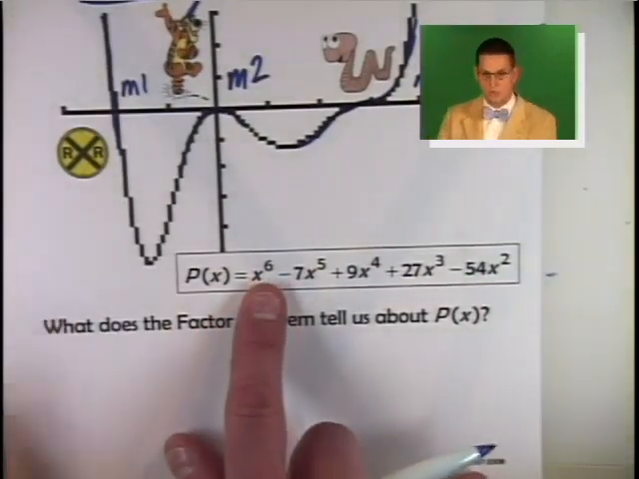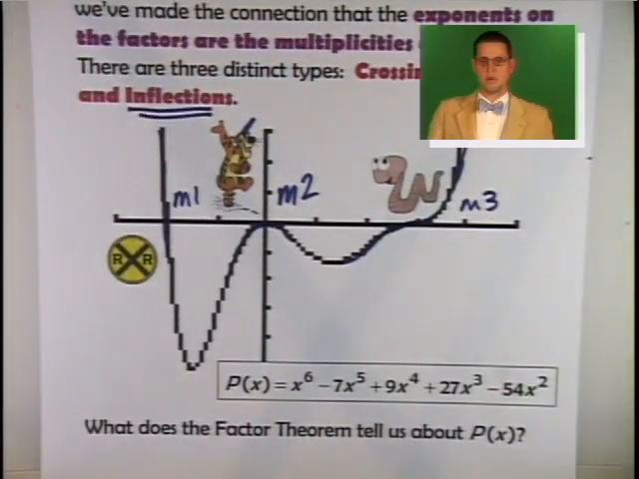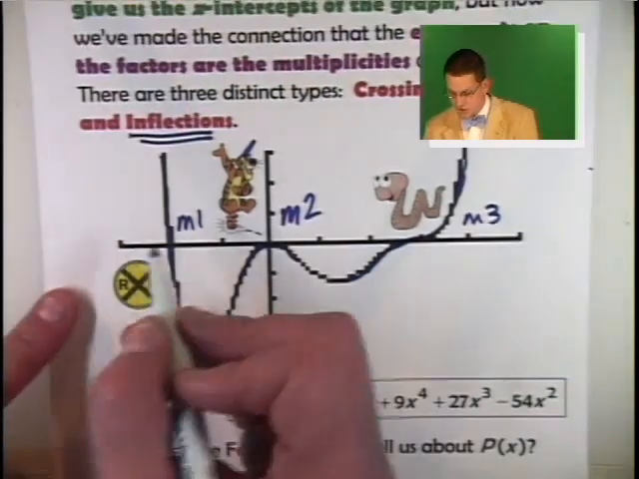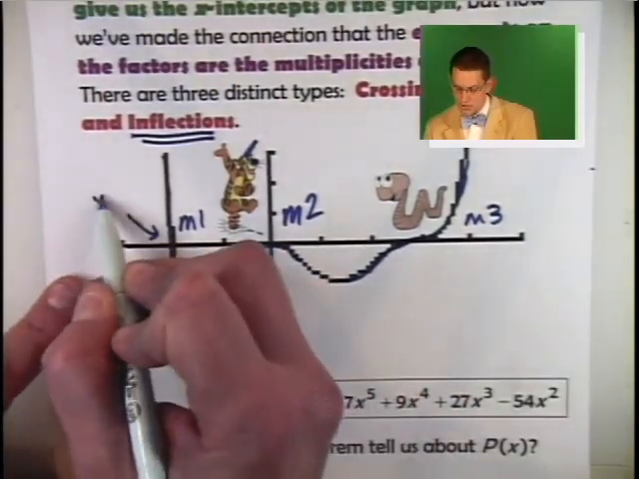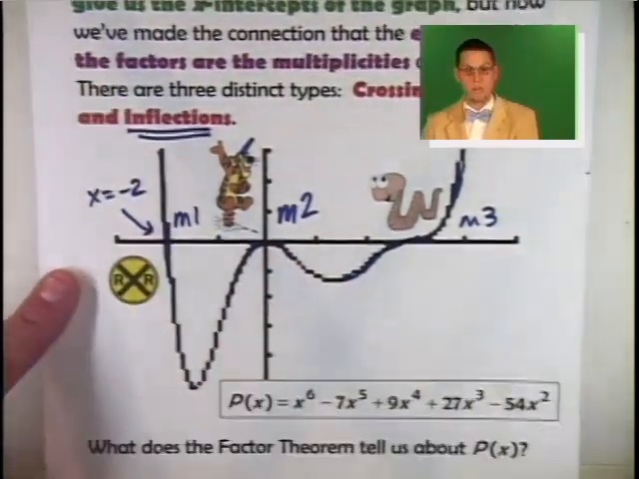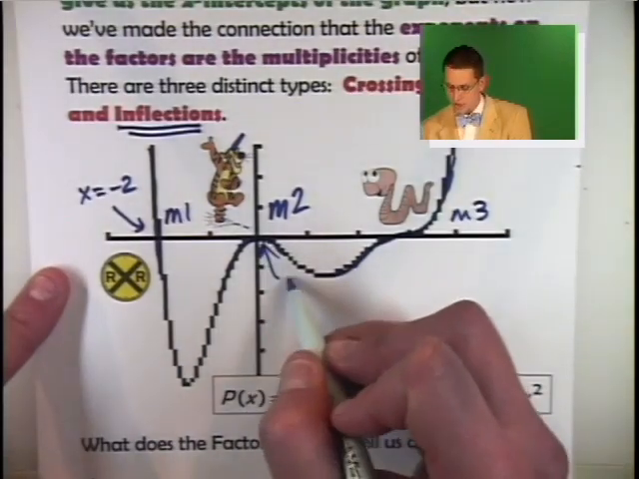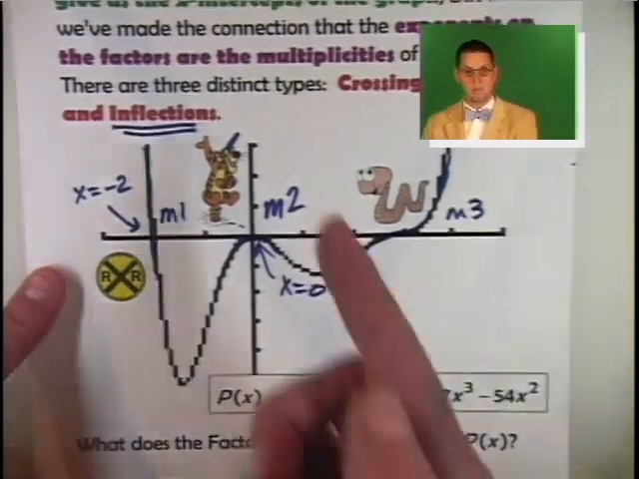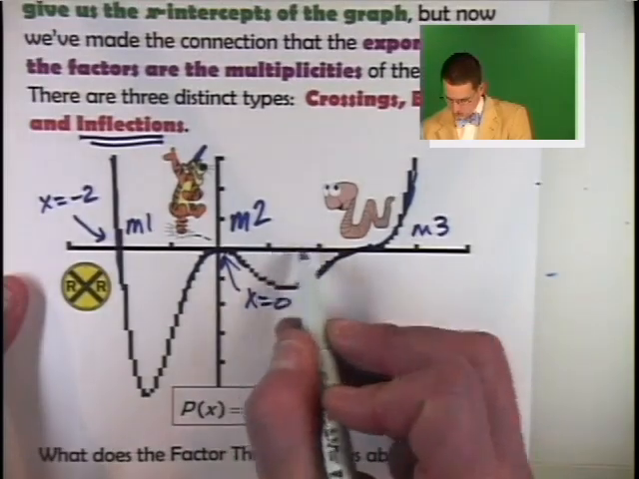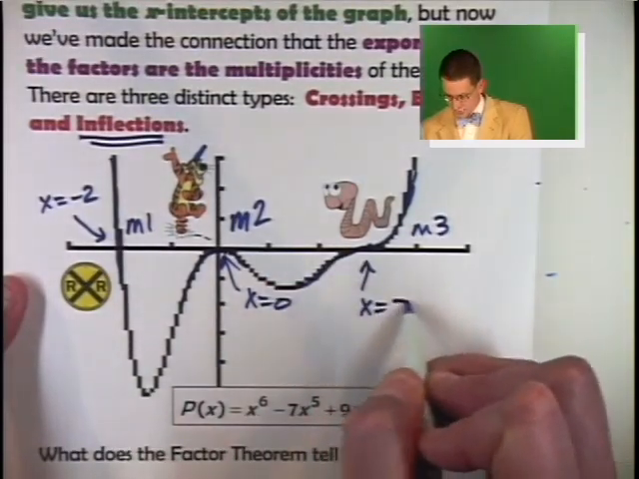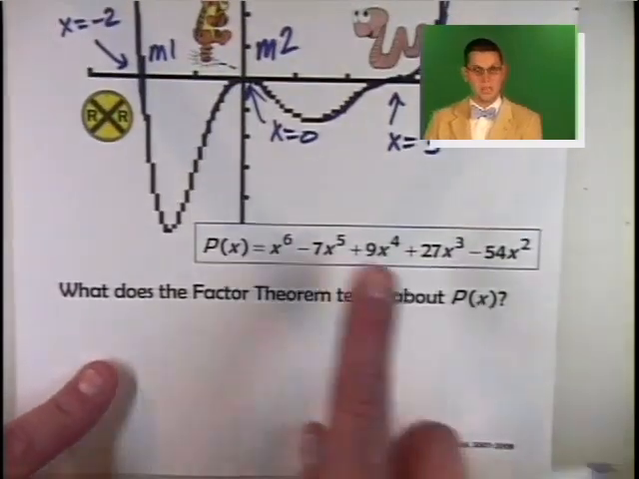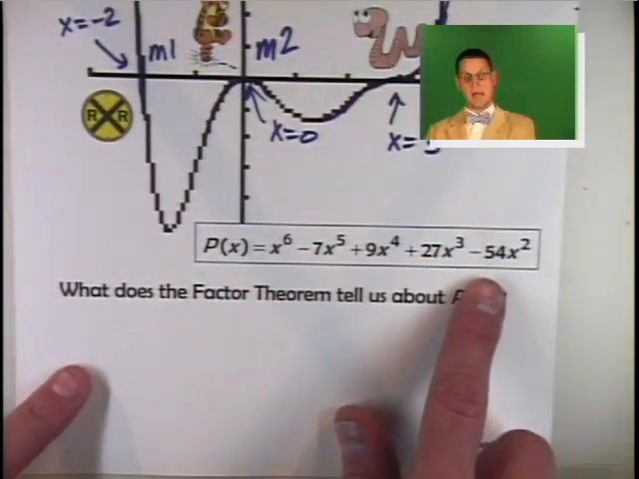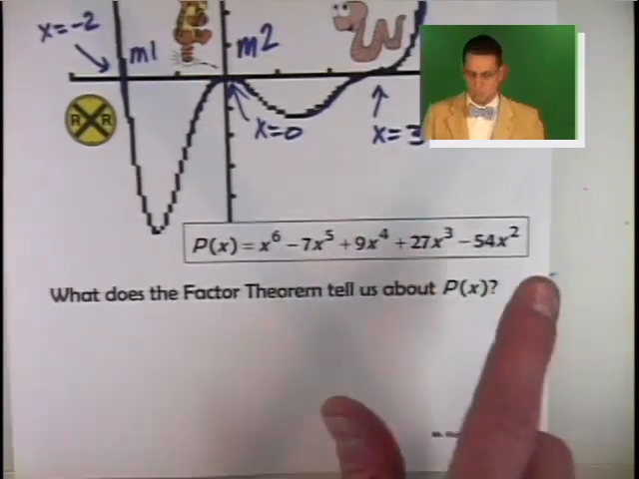It's a 6-degree polynomial. Here's where the factor theorem comes in handy. We actually know what the roots are, and we know their multiplicities. So right here, I know that that's a cross at negative 2. So x equals negative 2 is a root, and it's a multiplicity 1. This right here is x equals 0, and it's a multiplicity 2. And this over here is 1, 2, 3. That's x equals 3 with a multiplicity of 3. So what does the factor theorem tell us about this, which is not factored? We can factor it. Watch this.